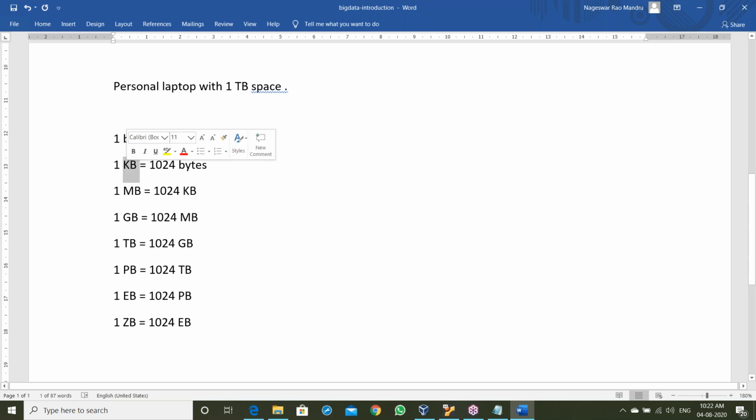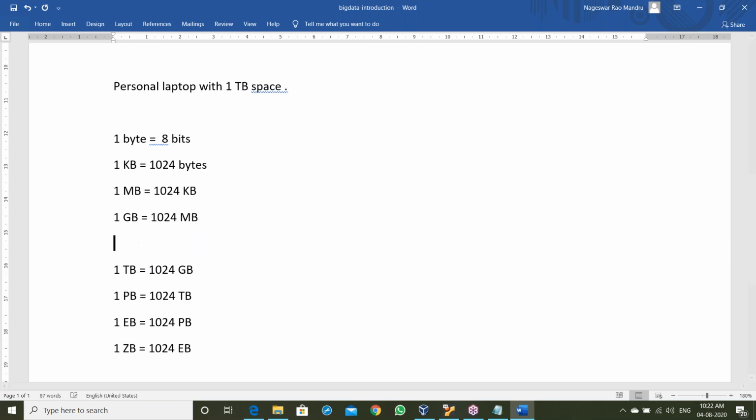Kilobytes is 10 to the power of 3, that is 1000, since kilo means 1000. Then 10 to the power of 6, 10 to the power of 9, 10 to the power of 12, 10 to the power of 15, 10 to the power of 18, and 10 to the power of 21.